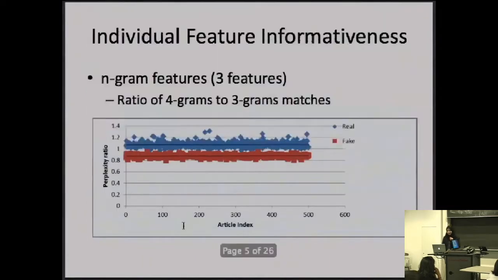Okay, so the features we had are very similar to features already discussed. So we had a ratio of the perplexity of 3 grams to 4 grams. So there's a mistake in the slide, it's the other order. And as you can see, there is a clear difference between the behavior in real and fake articles. The ratio is higher in real articles, and there is almost no overlapping between the two. So this feature was very informative.